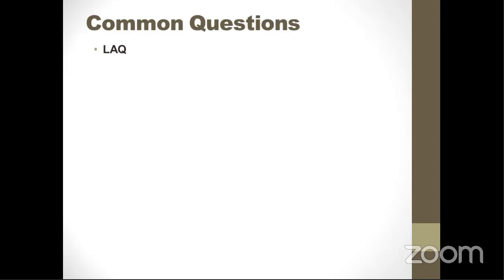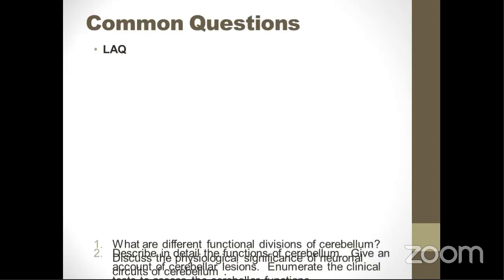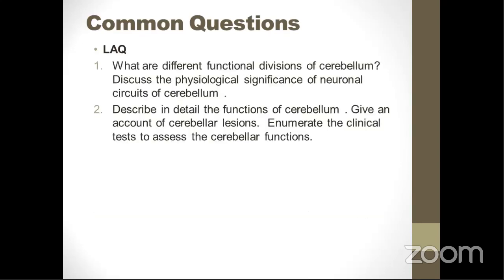The long answer questions which are very commonly asked are these. What are the different functional divisions of cerebellum? Discuss the physiological significance of neuronal circuits of cerebellum. The second question which is very commonly asked is: describe in detail the functions of cerebellum, give an account of cerebellar lesions, and enumerate the clinical tests to assess the cerebellar functions. So very commonly these two questions are asked.